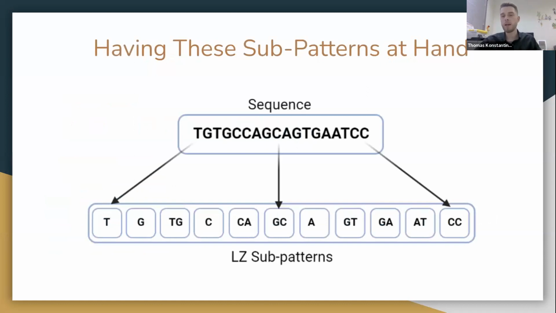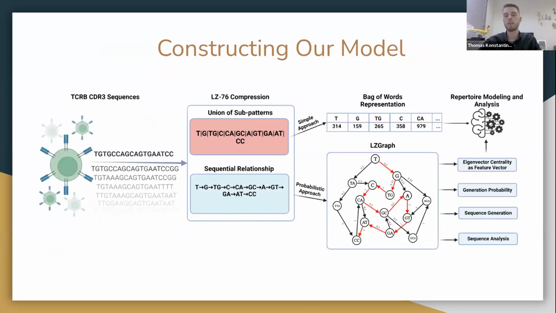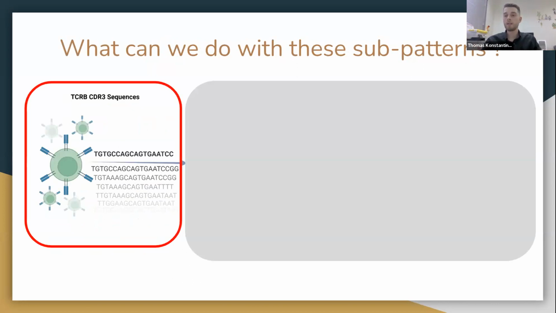So having those subpatterns in hand, having encoded the sequence, what can we do with them? Like, what's the next stage? And the utility of those subpatterns was exactly what we presented in our methodology. So we take a list of TCR beta CDR3 sequences, and it's worth mentioning that the entire set of results that I will later show is based on TCR beta CDR3 sequences, but it's not limited to them.